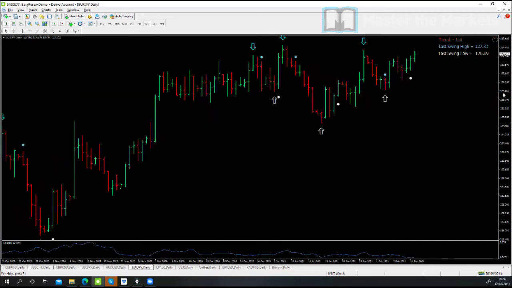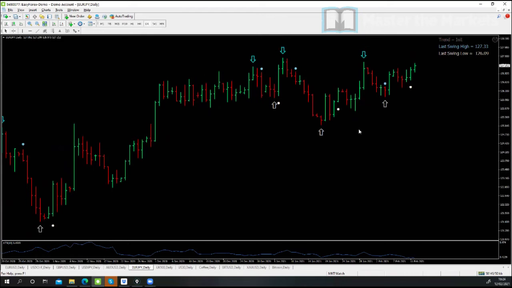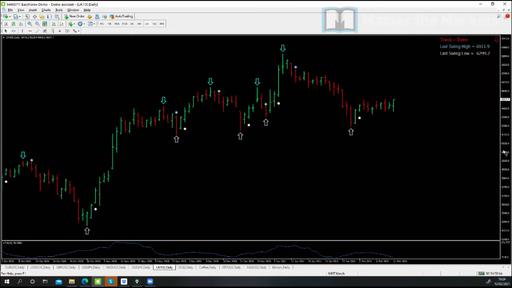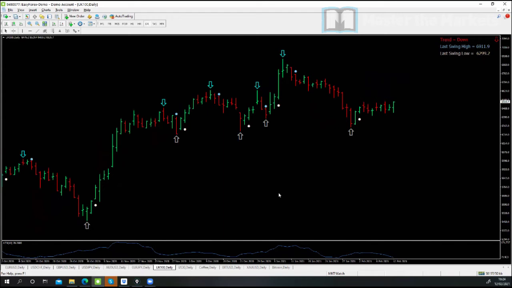EURUSD, slight compression going on, but we are seeing some movements. Just something we need to keep an eye on further. We haven't got much idea of what the direction is at the moment, so we just keep monitoring this further. FTSE, what's the FTSE done?